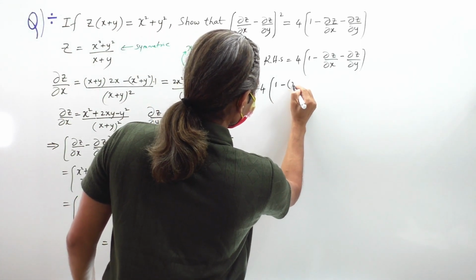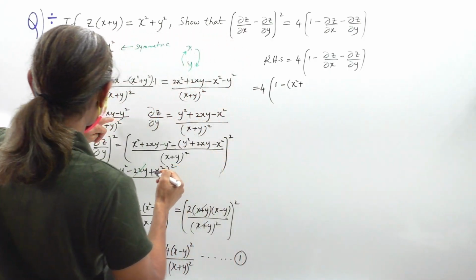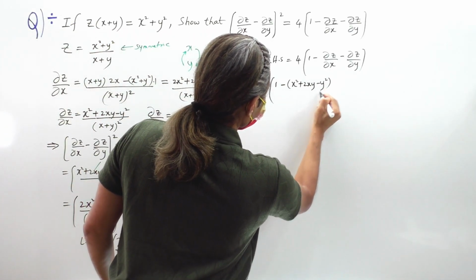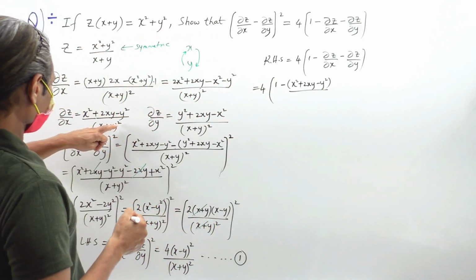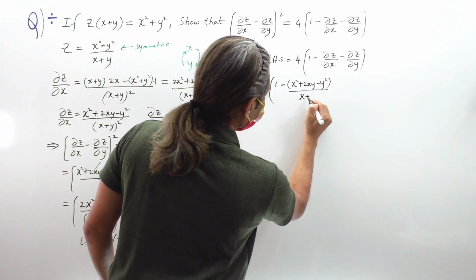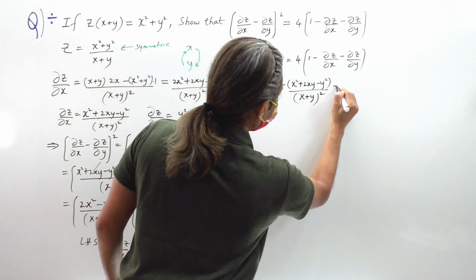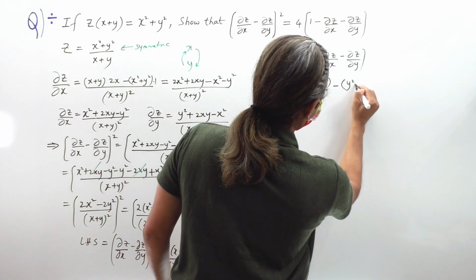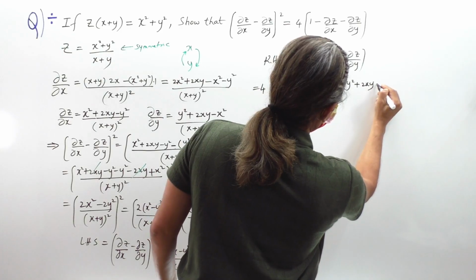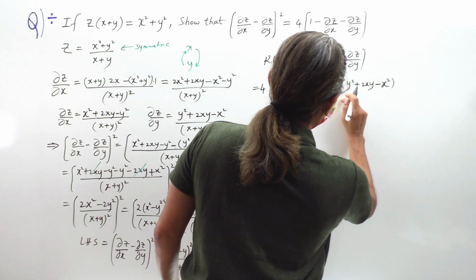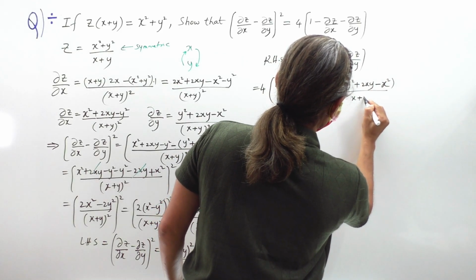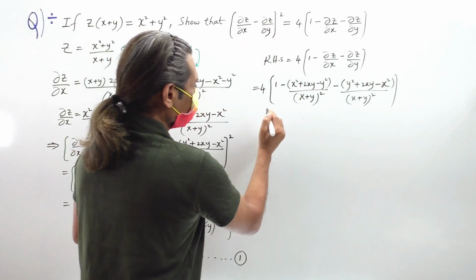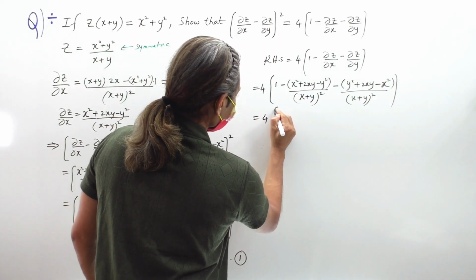So, I will put a bracket here: (x squared plus 2xy minus y squared) divided by (x plus y) the whole squared, minus, again a bracket, dou z by dou y, which is (y squared plus 2xy minus x squared) the whole divided by (x plus y) the whole squared. Fine. So this will be now 4 into.